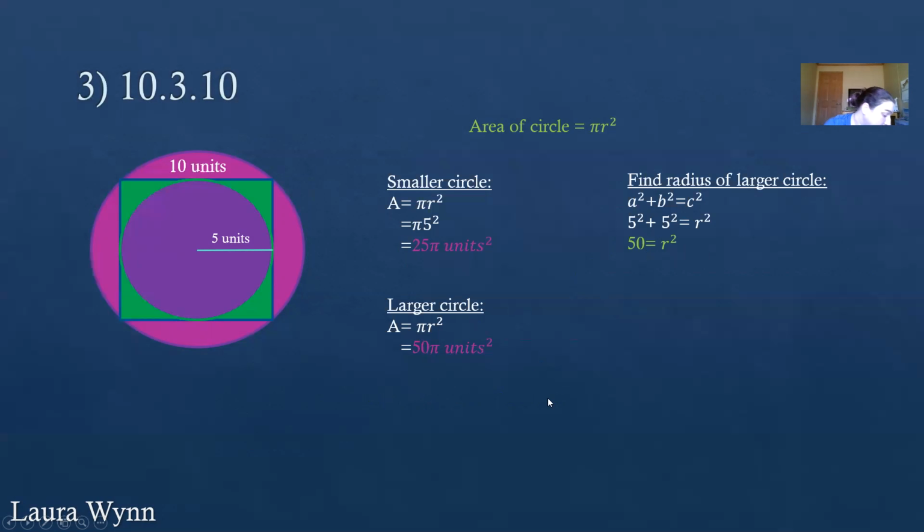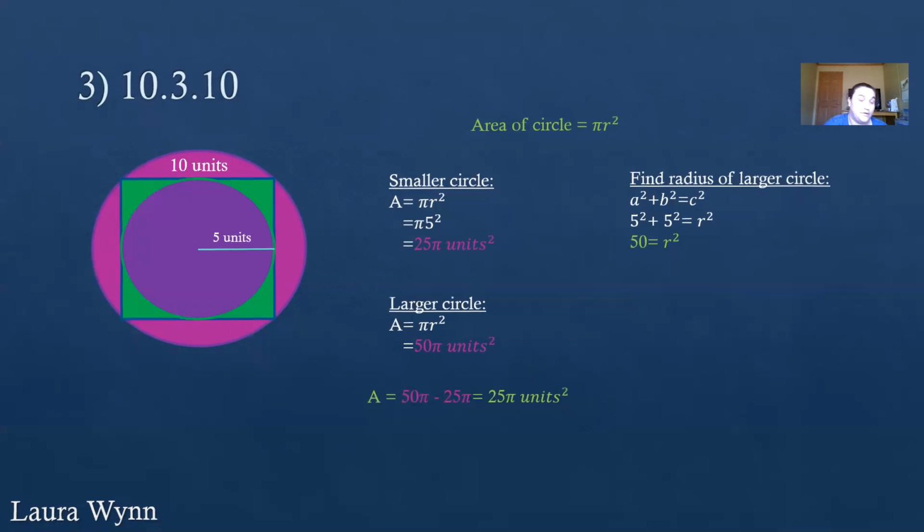Now, in order to figure out the regions, or the area of the green, we need to subtract the small circle from the large circle to find out the area. So you plug that in. It's 50 pi minus 25 pi, which gives us 25 pi units squared. So to answer the question to this problem, the area of the region between the circles is the same as the area of the smaller circle. As you can tell, 25 units and 25 units. So it's 25 pi units squared.